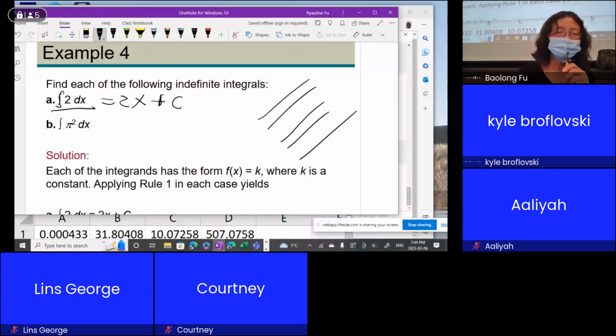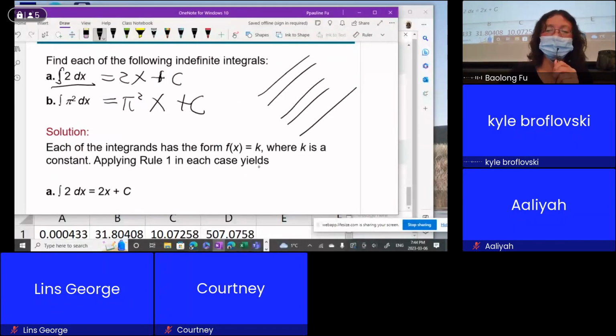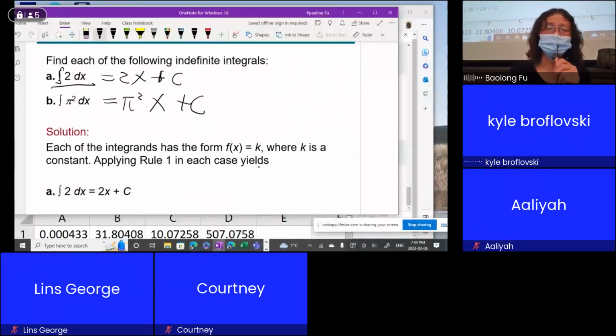Question B. Which function, when you take the derivative, equals pi squared? Excellent, pi squared x plus c. Next question, I will add a new question here. Question C.